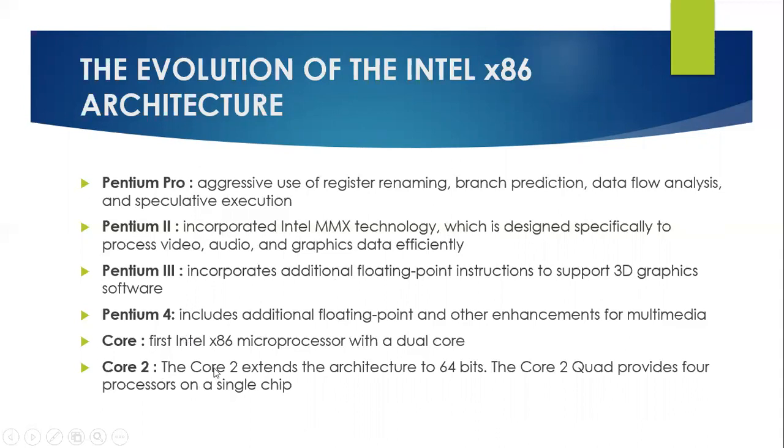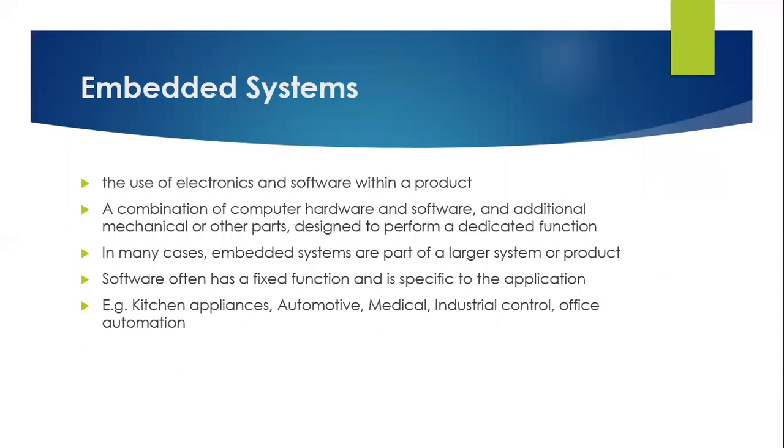And then came the core processors. These core processors have a dual core. So at the same time, you can say that you have two CPUs. Core 2 quad provides 4 processors on a single chip. So when you are buying anything with octa core or quad core, it means you have that many processors, so that your device's speed and performance are increased.